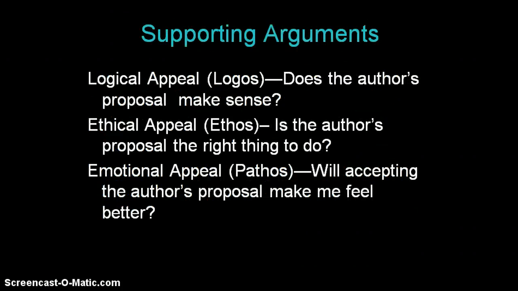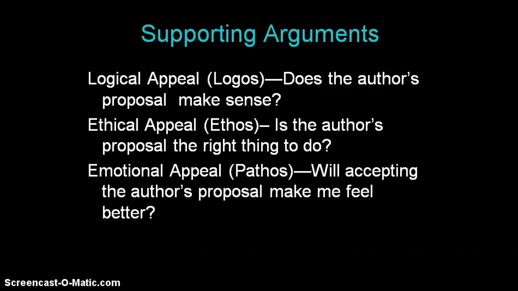So when we look at those supporting arguments, we want to have what we call the rhetorical triangle. That's how we persuade people, with the use of logos, ethos, and pathos. Logos is talking about logical appeal. It's talking about evidence. What are you using to prove your point? Does it make sense? Does your evidence actually support your claim?